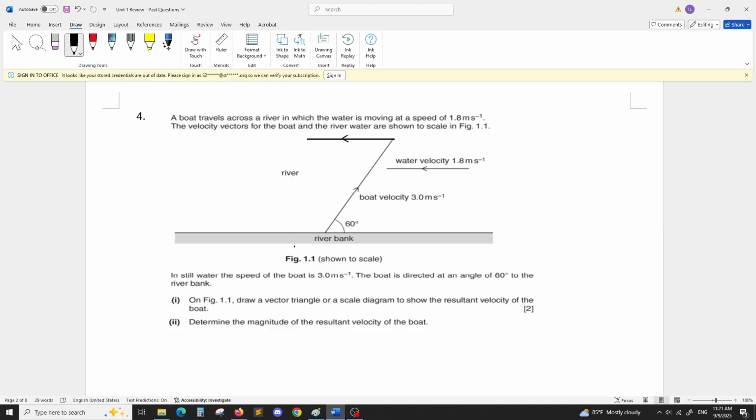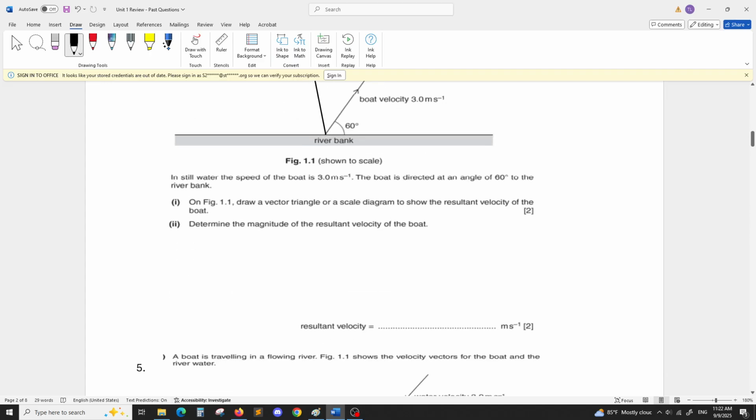So this is our water velocity. We take the tail of the velocity and then put it at the head of the other vector. And then this is the resultant vector. Determine the magnitude of the resultant velocity of the boat.